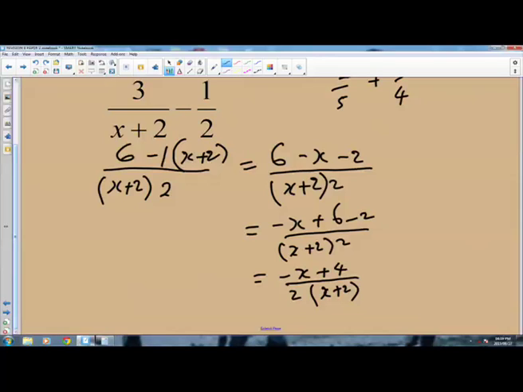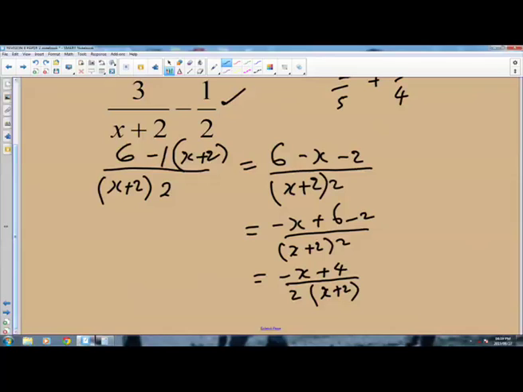This is how we express the given question, in this case 3 over x plus 2 minus half, as a single fraction. And upon expressing this as a single fraction, we got minus x plus 4 divided by 2 times x plus 2. And other questions of this kind, you should be in a position to work them out.